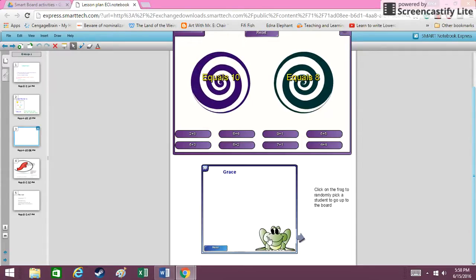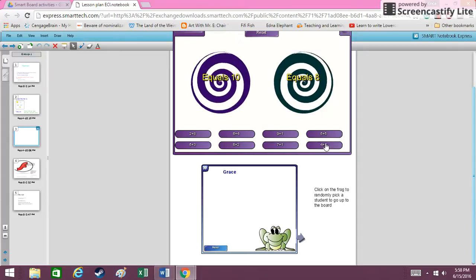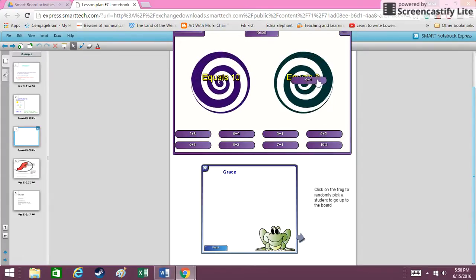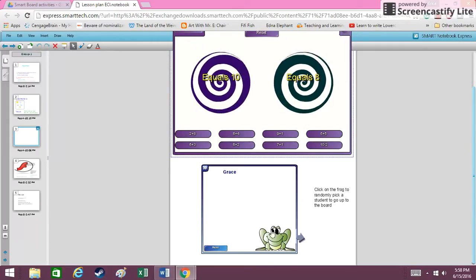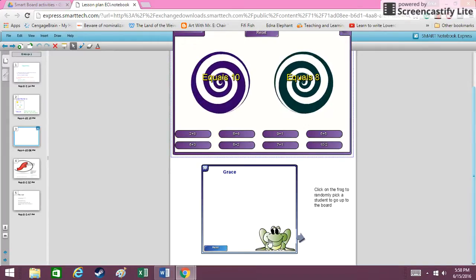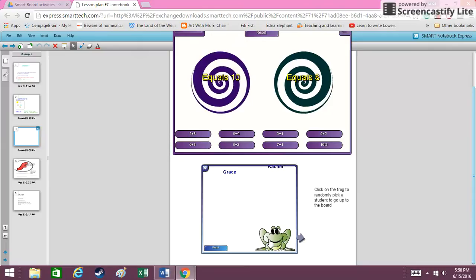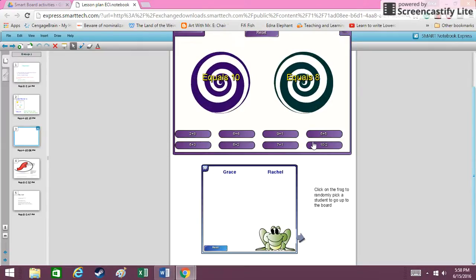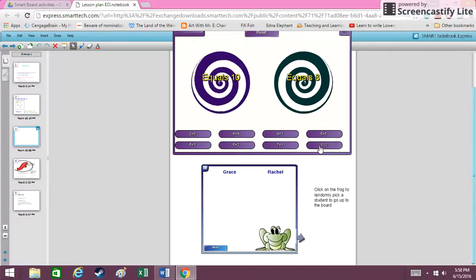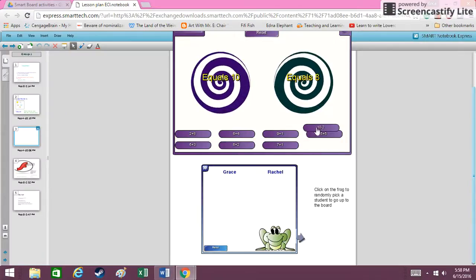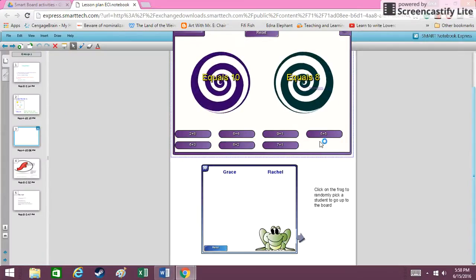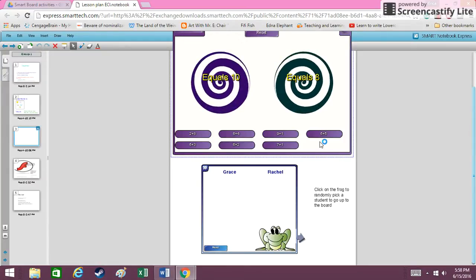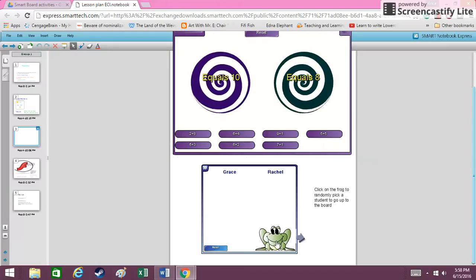Grace. Okay, Grace, are you ready? Oh, Grace is picking the 4 plus the 4. Where does that go, Grace? Drag it to the right vortex. Good job. Go ahead and click that frog and you can tell the next student who's coming up. Rachel. Okay, Rachel's going to pick the 10 minus the 2. You're right. That also equals 8. That's a totally different problem, but they both equaled 8. All right, go ahead and click the frog.